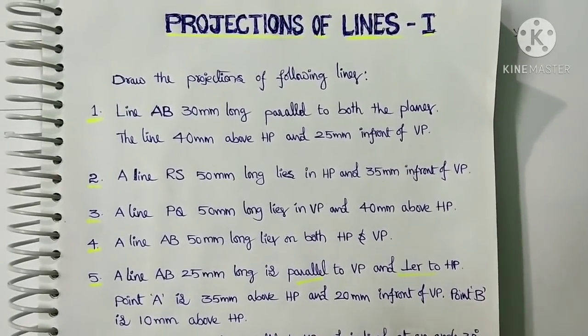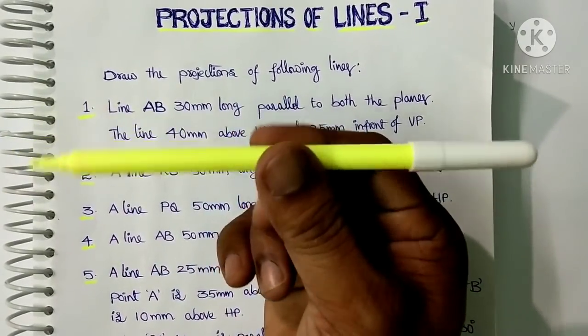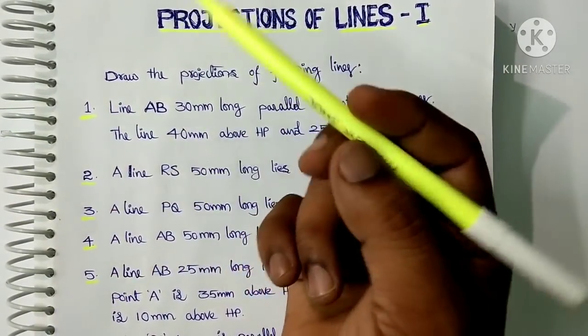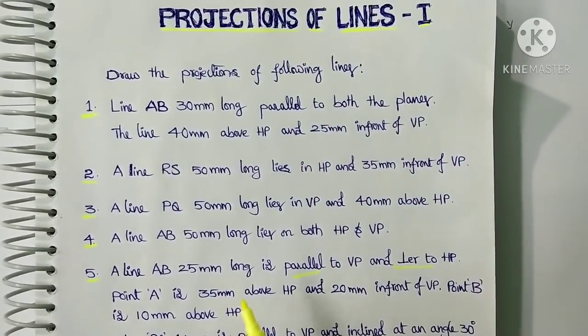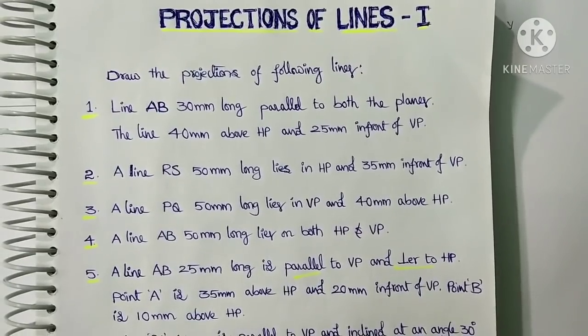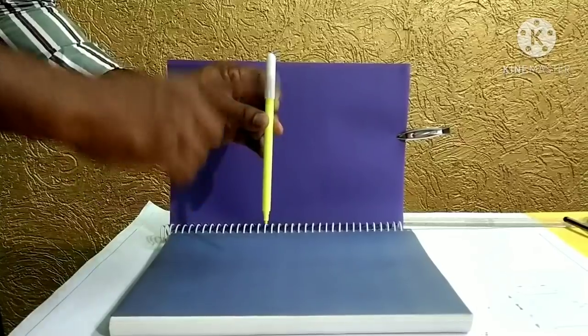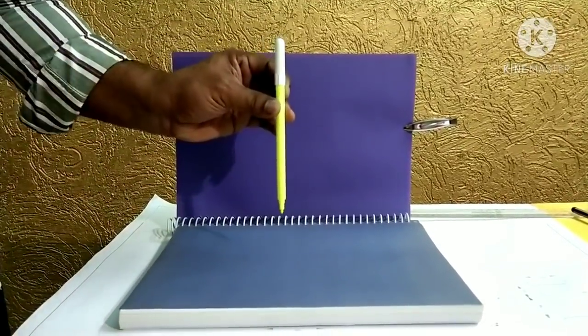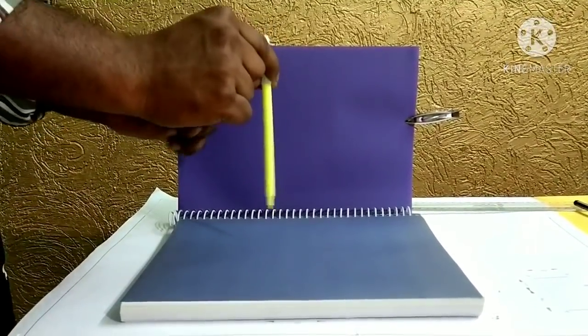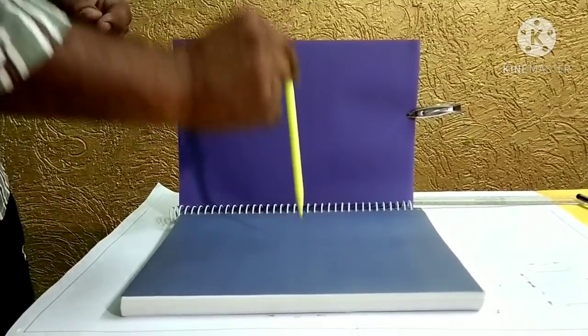We can see the position of the line according to this condition also. Remember this point, the length of the line is 25 mm. Point A is 35 mm above HP, 20 mm in front of VP. Point B is 10 mm above HP. We can see the position. Here we can assume this line dimension is equal to 25 mm, and coming to the condition, this line is parallel to the VP, similarly perpendicular to the HP. That is our condition.